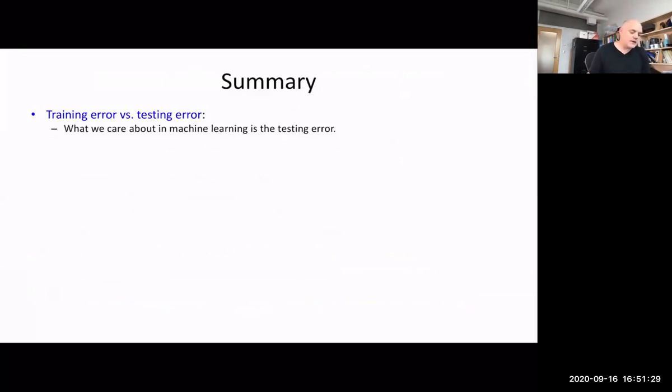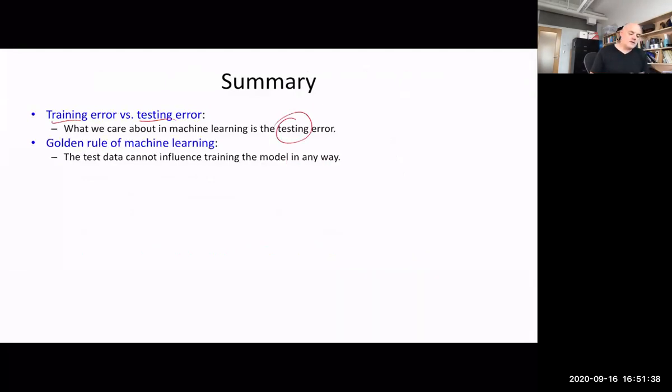So we introduced the concept of training and testing error, right? What we care about in machine learning is the testing error, right? We introduced the golden rule of machine learning, and this is really, really important: the test data cannot influence training the model in any way, okay?